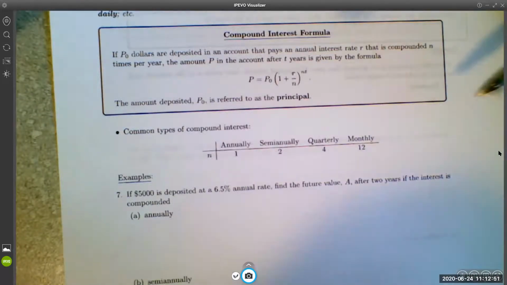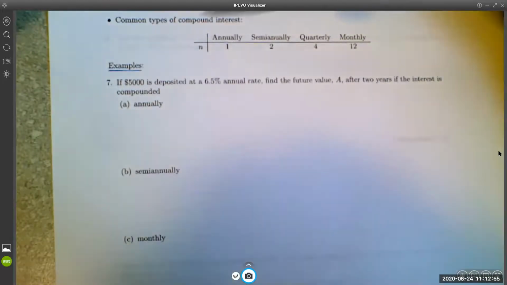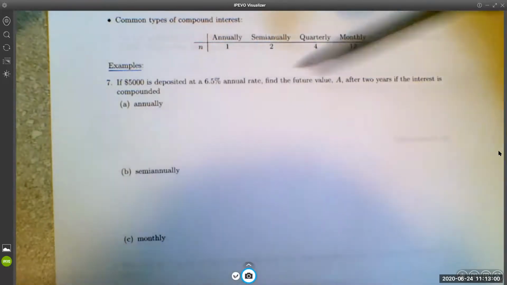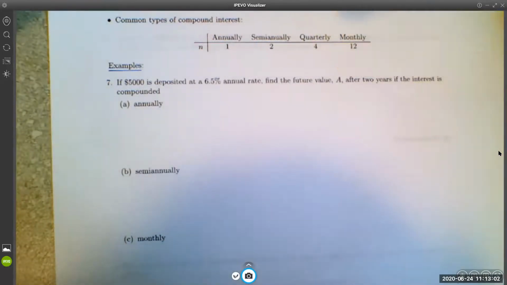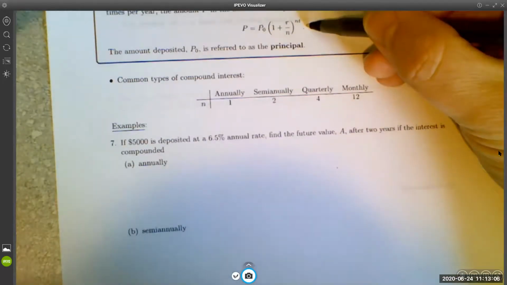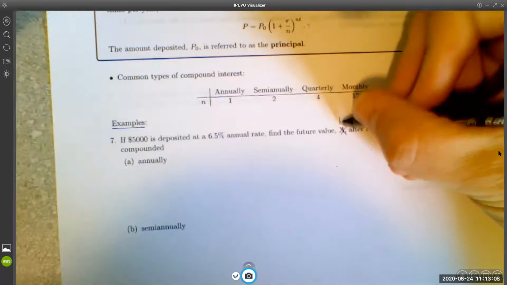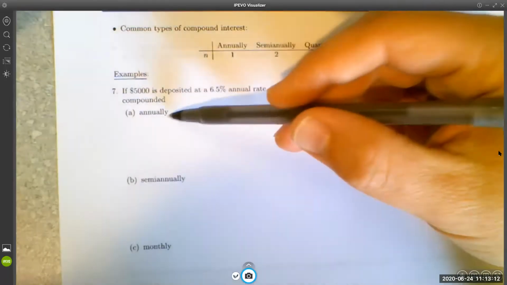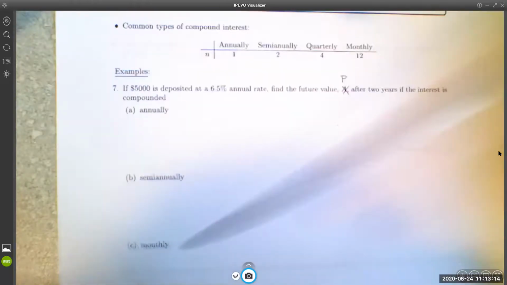So let's practice. This says, if $5,000 is deposited at a 6.5% annual rate, find the future value, I'll call it P, just so that we're staying consistent with what we have up here. So find the future amount P after 2 years if the interest is compounded annually, semi-annually, or monthly.